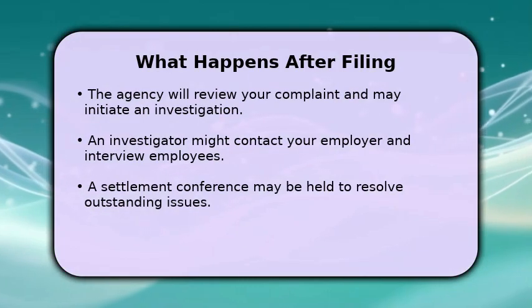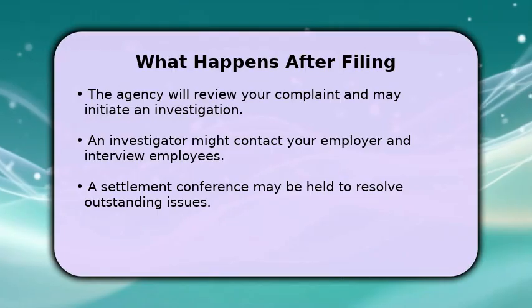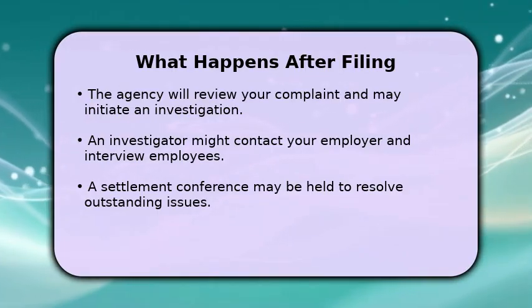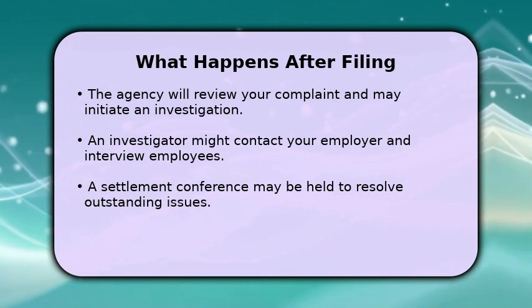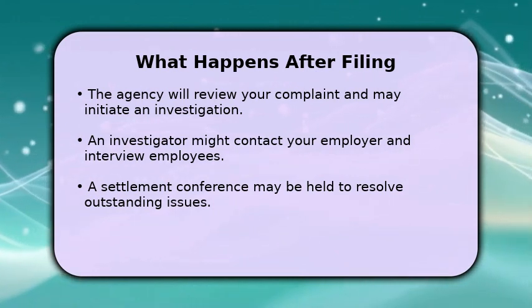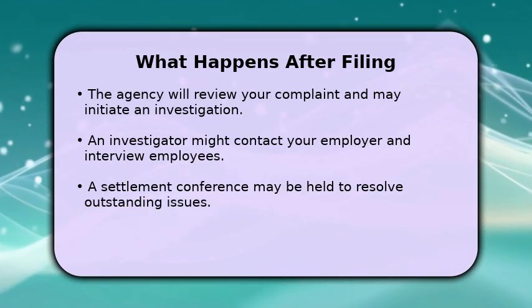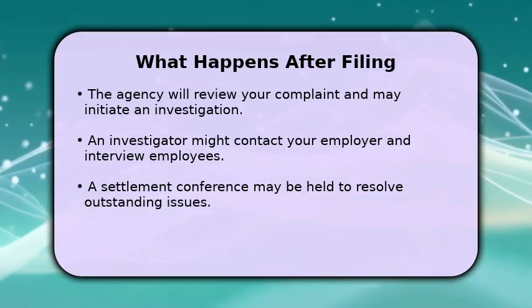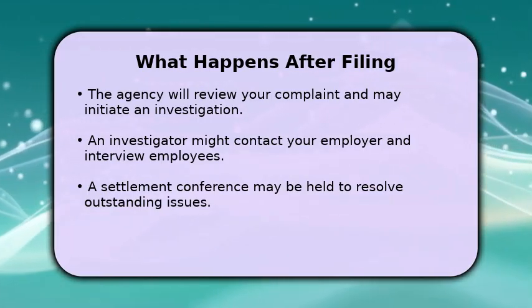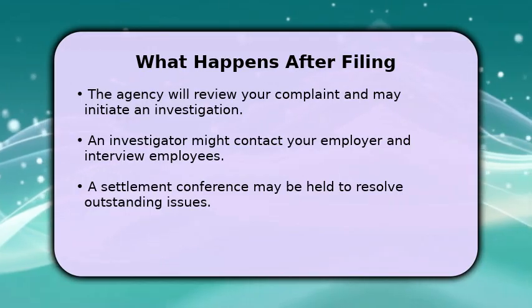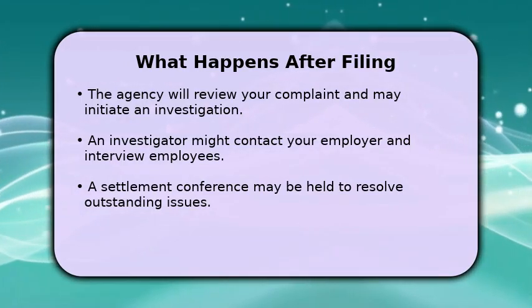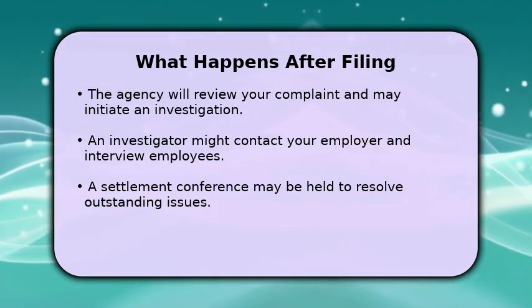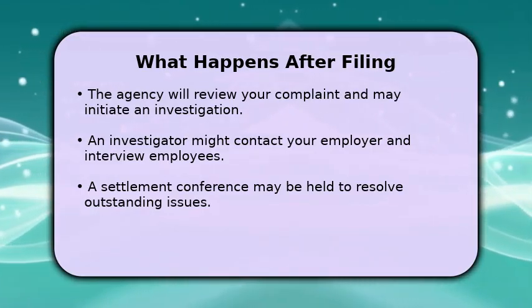After you file, the agency will review your complaint and typically contact you within 2 business days. An investigator will then determine if an investigation is necessary. This process may involve contacting your employer, reviewing records, and interviewing employees privately. If violations are found, the employer may be required to pay back wages. Importantly, federal law protects you from any form of retaliation, such as demotion or termination, for exercising your rights.